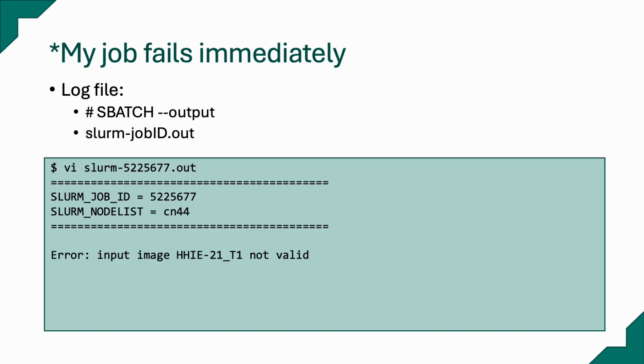The name of the log file will be based on your Scratch output option, or if no output option was specified, it will have the format shown here. In this example, the log file tells us that we are trying to access an image file that does not exist in the directory where the job is executing, and we need to fix the path or the name of the file. Make sure that the files that your job uses exist and are located where your script expects them to be.